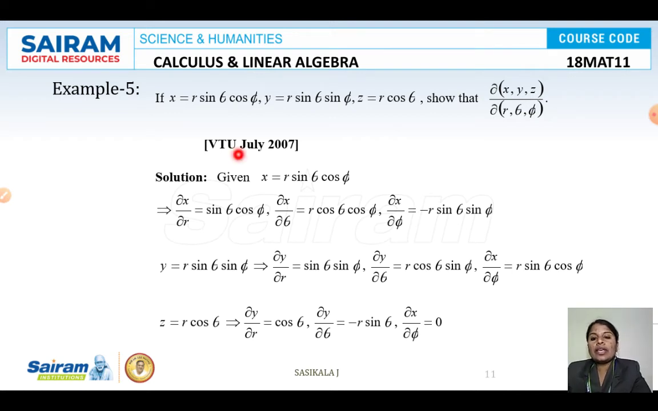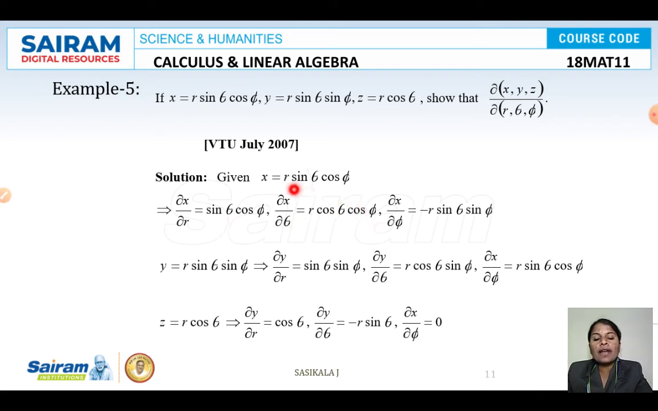Okay, so you can see x is equal to r sin theta cos phi, y is equal to r sin theta sin phi, z is equal to r cos theta. Now we need to find the value of dou of x y z by dou of r theta phi. So what is given? You write x. Three variables, r theta phi, so x is a function of r theta phi.